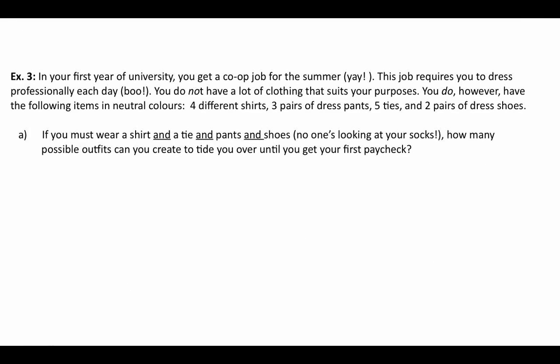All right, so let's say in your first year of university, you get a co-op job for the summer, which is a yay. This job, though, requires you to dress professionally each day. For some of you, maybe a boo. You do not have a lot of clothing that suits your purposes right now. You're in first year university, you don't have a lot of money, you don't have a lot of outfits, but you do, however, have the following items in neutral colors. You've got 4 different shirts, 3 pairs of dress pants, 5 ties, and 2 pairs of dress shoes. Again, neutral colors, which means they all match.